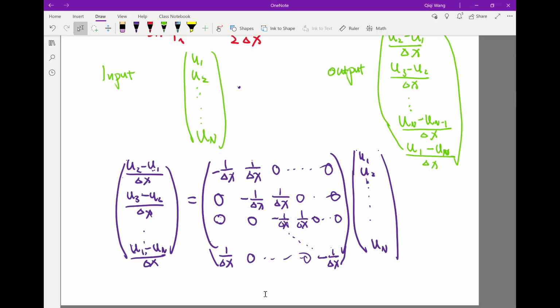But then I have a little bit more on the item that is on the right-hand side of the diagonal. And in linear algebra, we usually call it the upper diagonal, right? So it's on the right or on the upside of the diagonal.